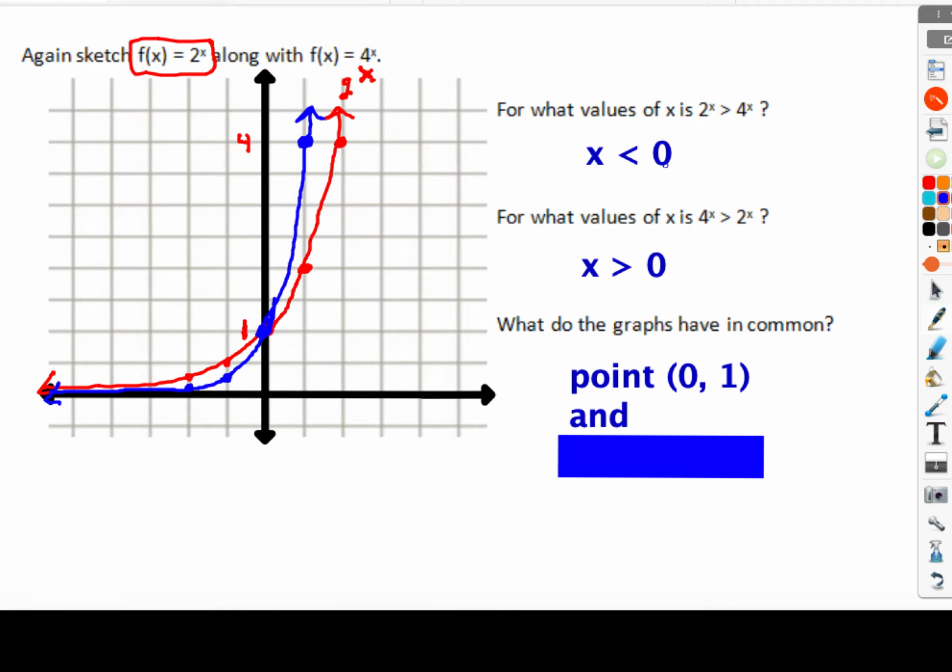And what do the two have in common? Well, the point 0, 1, and of course also that horizontal asymptote. Notice they're both, right, not going to cross the x-axis.